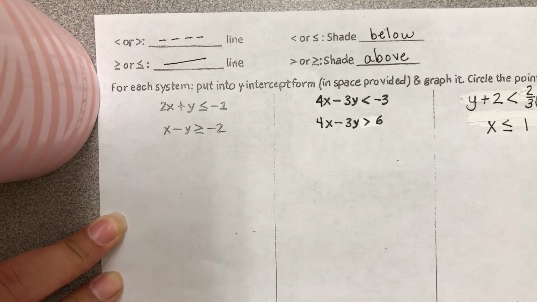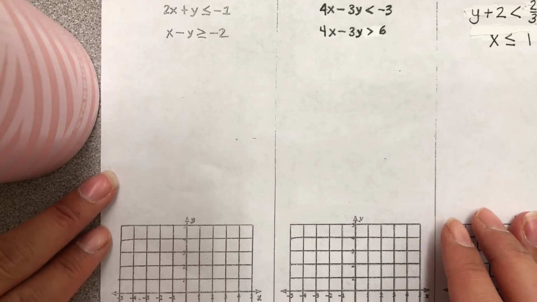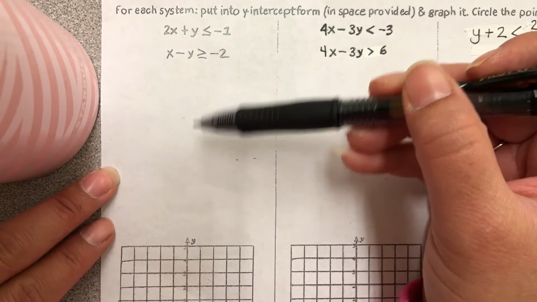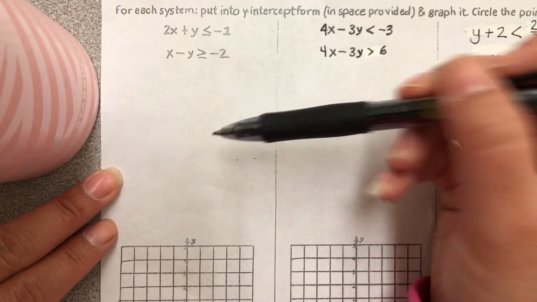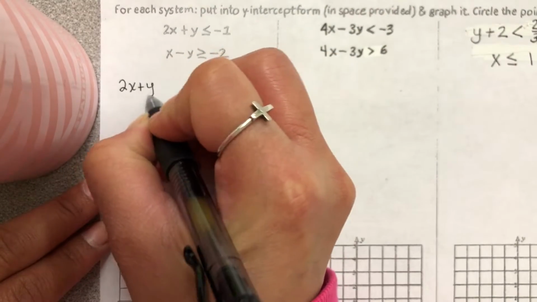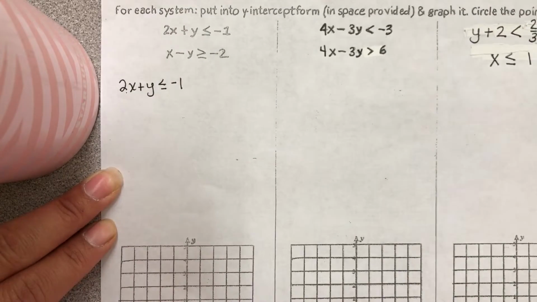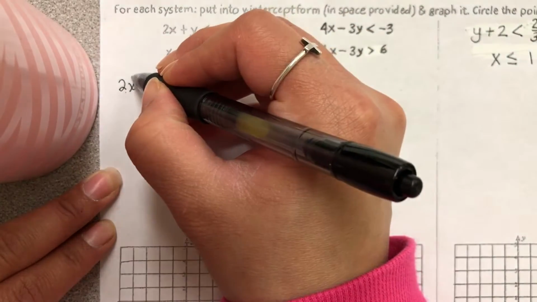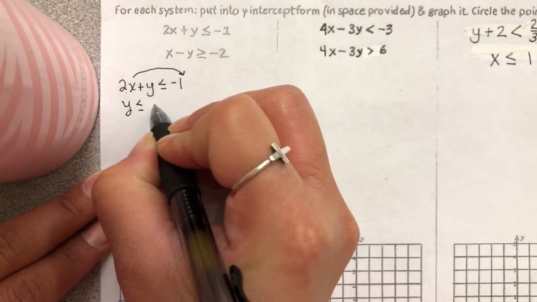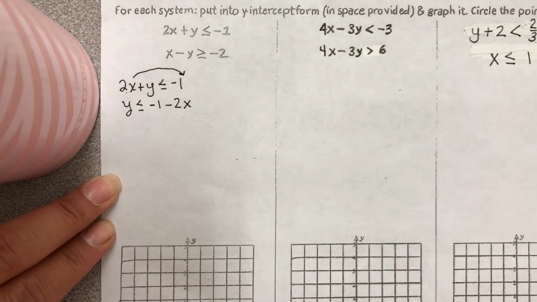So let's begin with the first example. We're going to go ahead and take this system of inequalities and we'll graph it on the grid below. Okay, but first, in order to graph it, we got to be able to change it to slope-intercept form. So let's take the first one. 2x plus y is less than or equal to -1. And let's move the term with the x. So I'll move it over. This is going to become y less than or equal to -1 minus 2x. And it's already in slope-intercept.